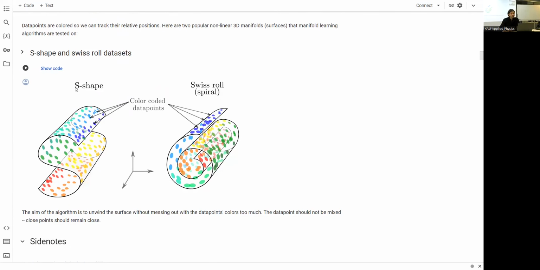Two more test cases are the S-shape and the Swiss roll, the spiral.